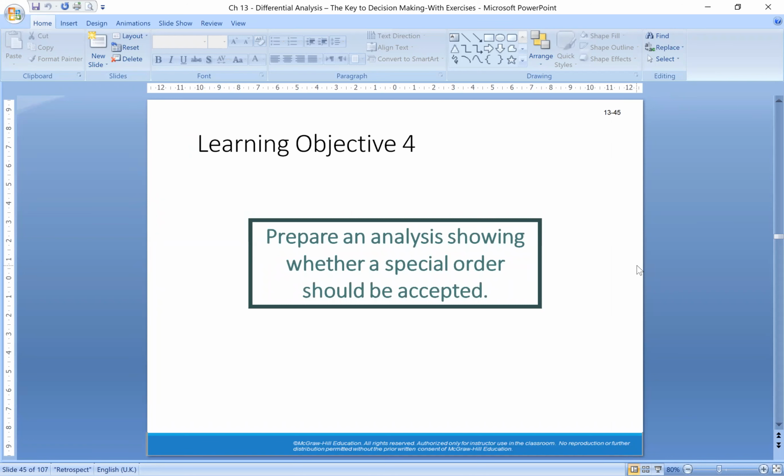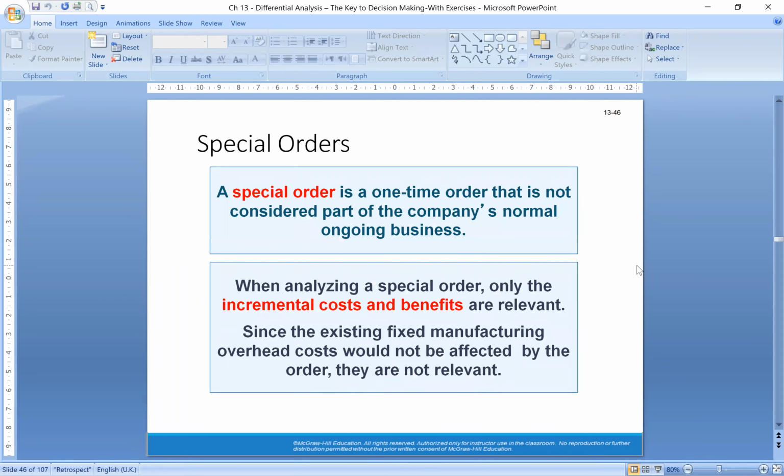Special order. Objective number 4, special order. Prepare an analysis showing whether a special order should be accepted or not. What is the special order? The word special order, or sometimes they call it a customized order. The special order is a one-time order that is not considered part of the company's normal ongoing business.